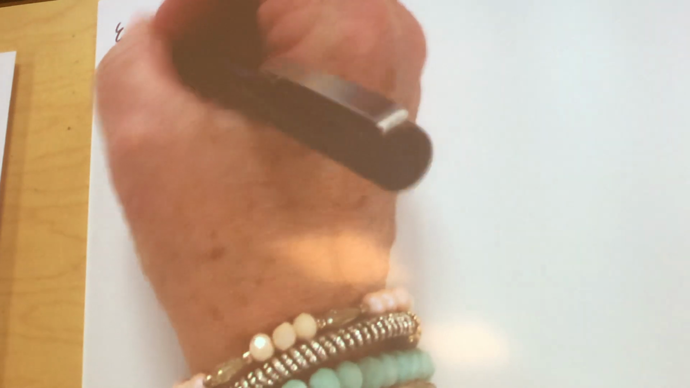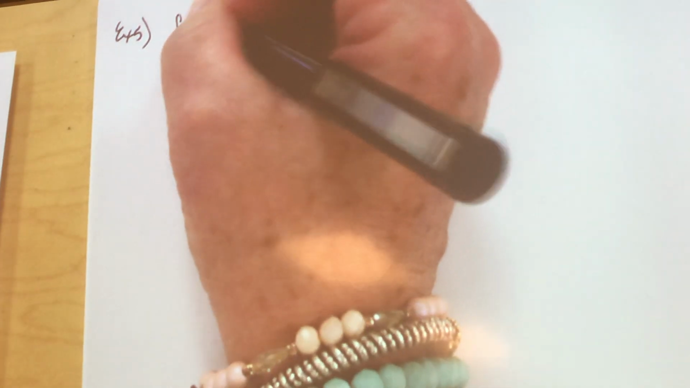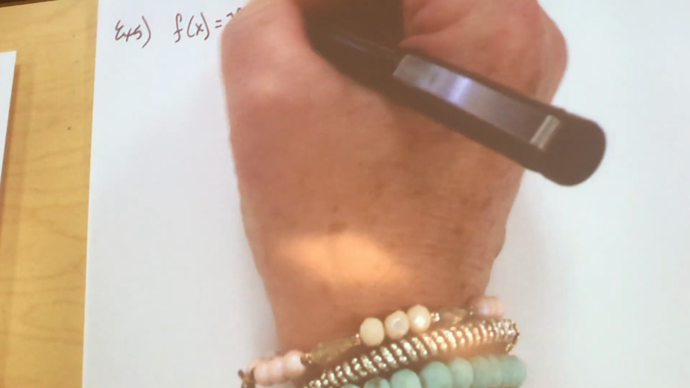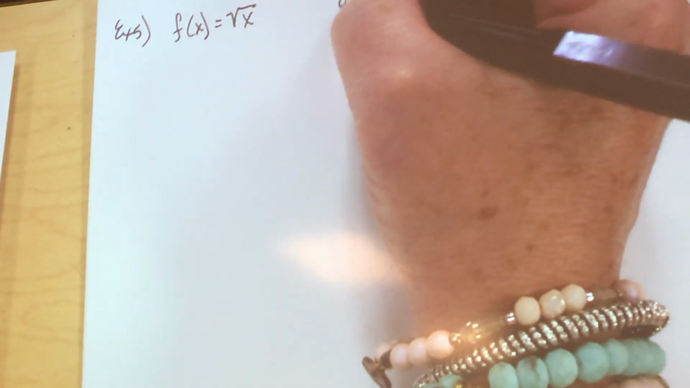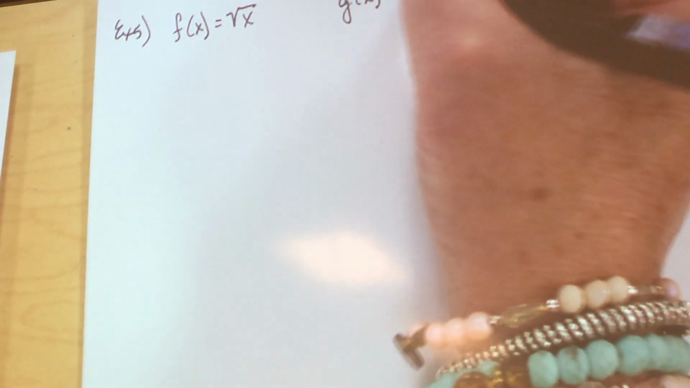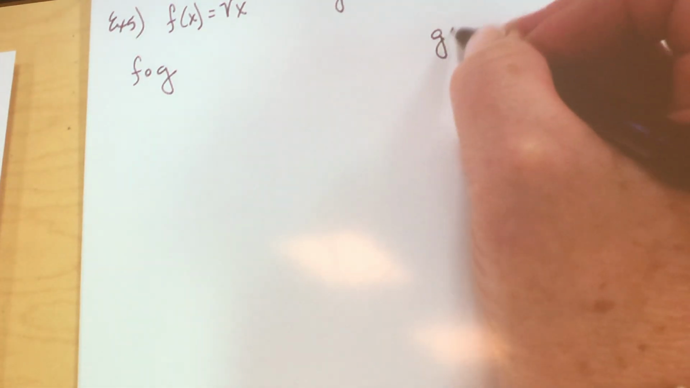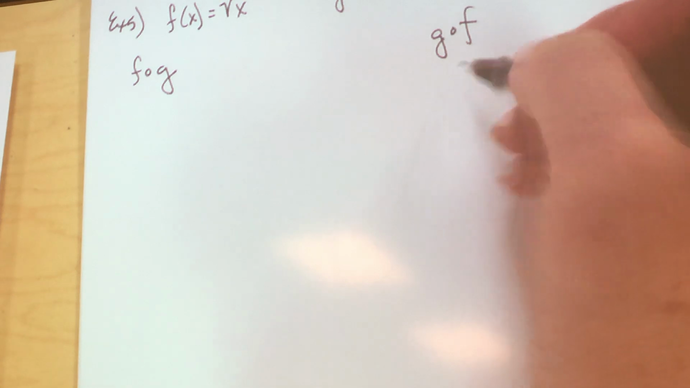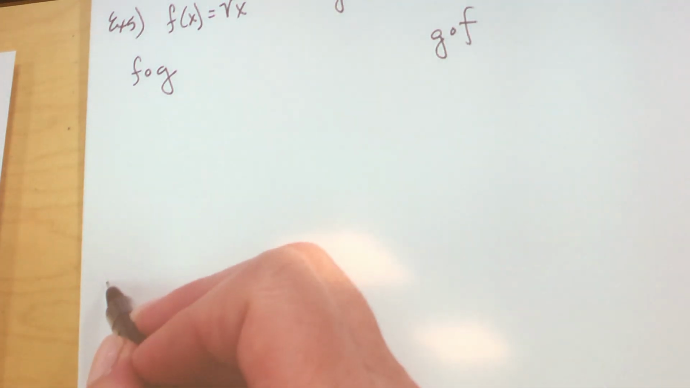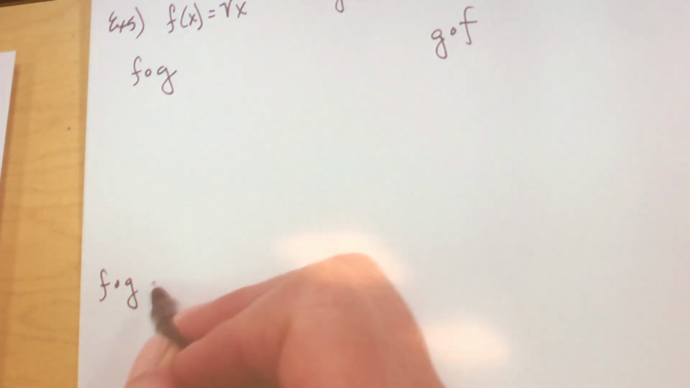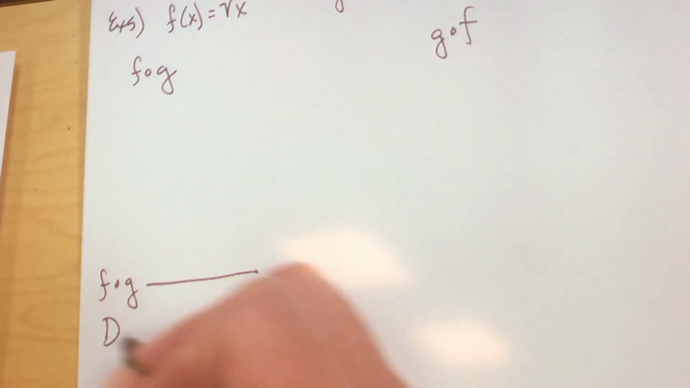Let's try another one. This is example 5. I'm going to tell you that f of x is equal to the square root of x, and g of x is equal to x minus 1. We're going to find two things: f composite g, and g composite f. So f composite g will be here in my domain.